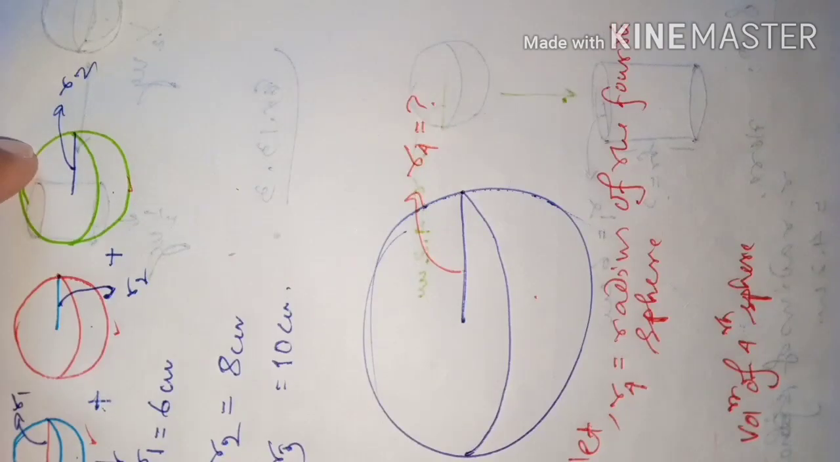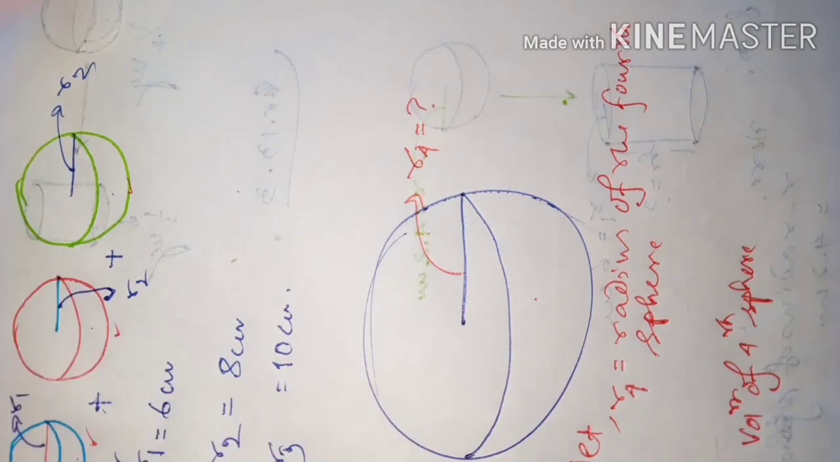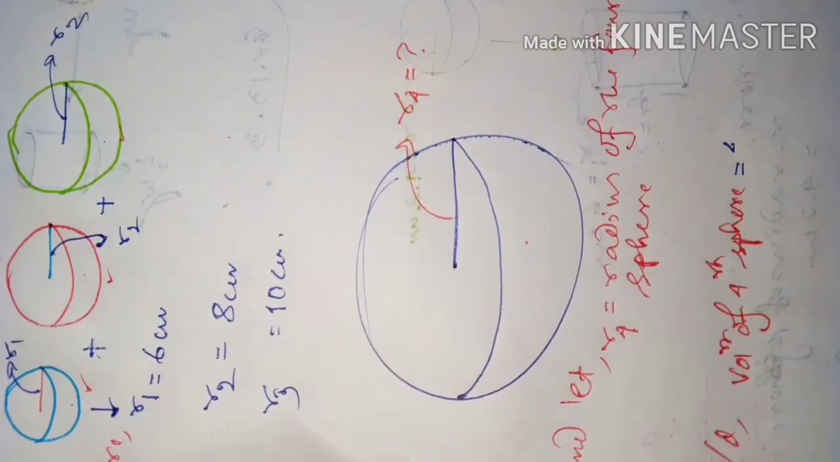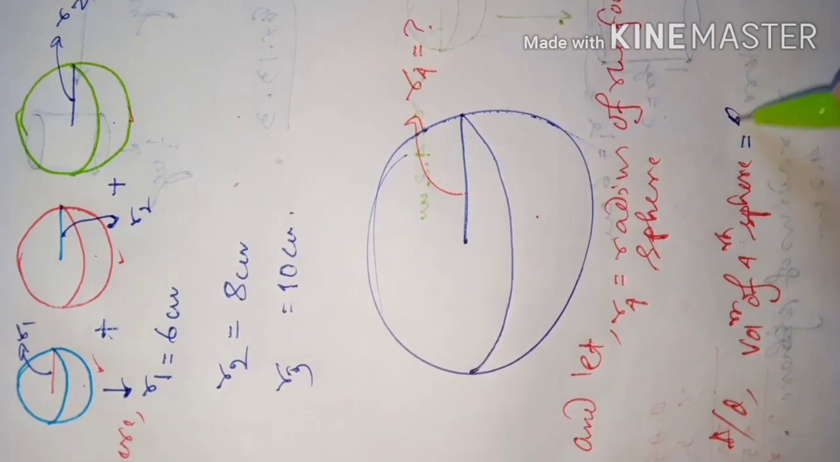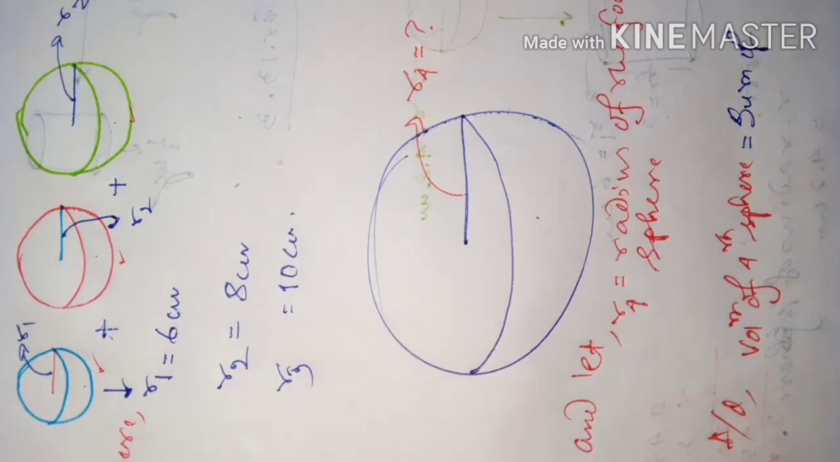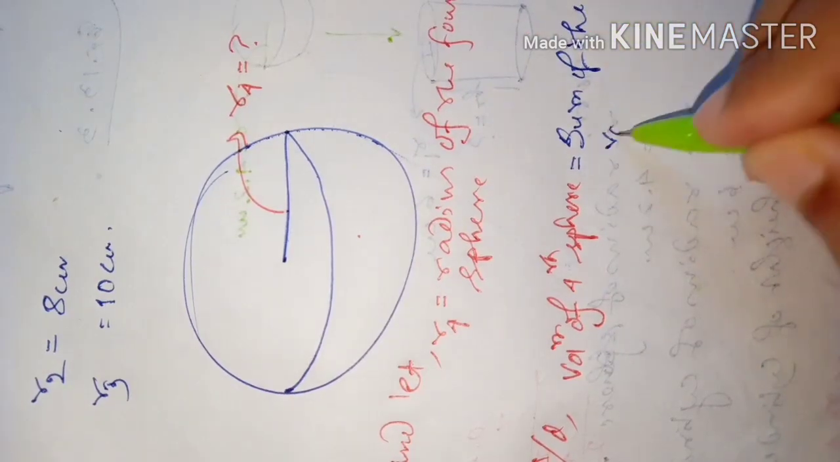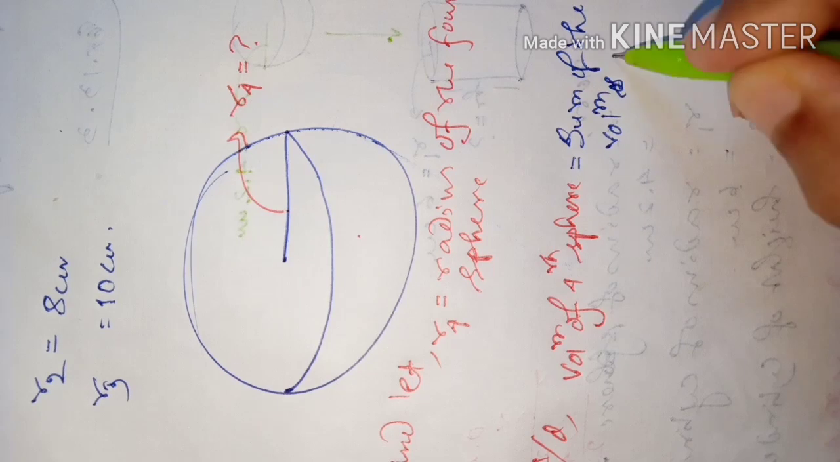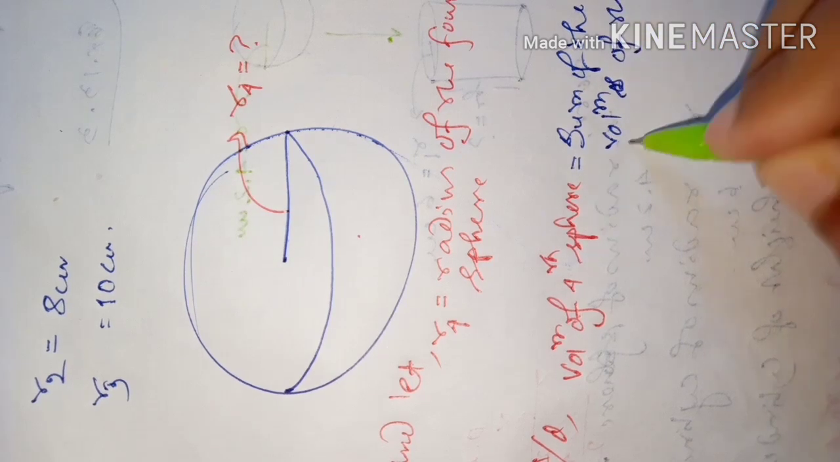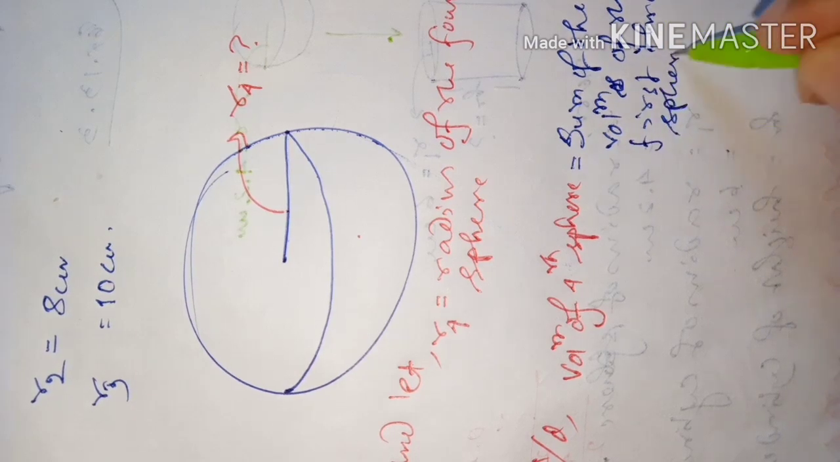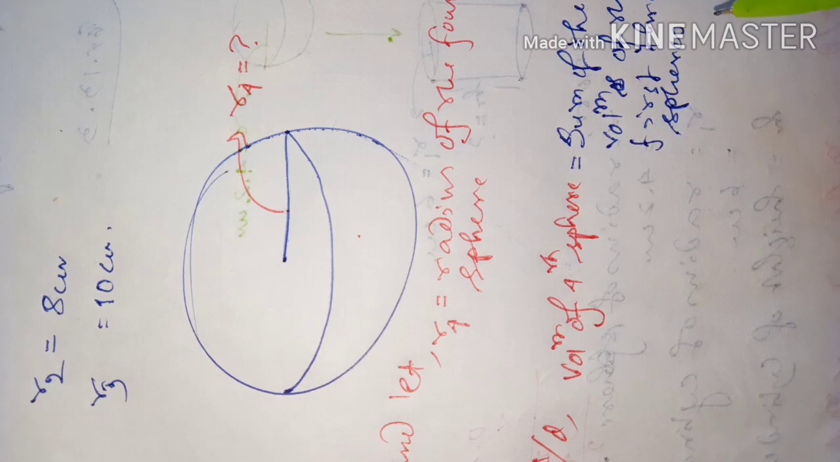is equal to the sum of the volumes of the first 3 spheres. You understand this part?